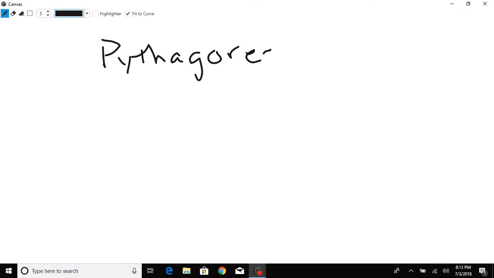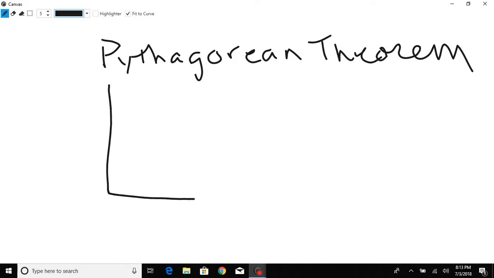Pythagorean Theorem. Sorry, that doesn't look too great. It deals with right triangles. And it deals with Pythagoras and his followers, maybe 300 BC.